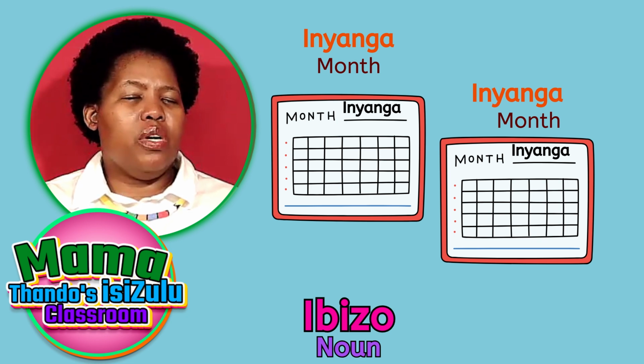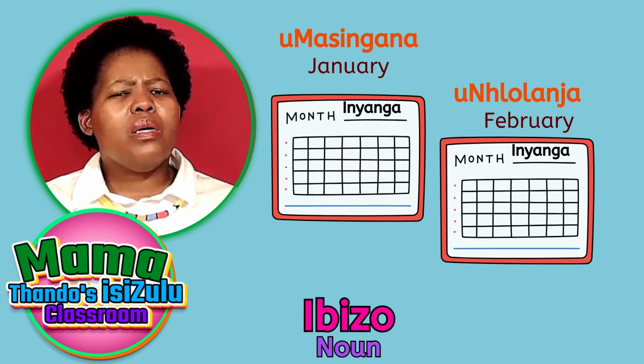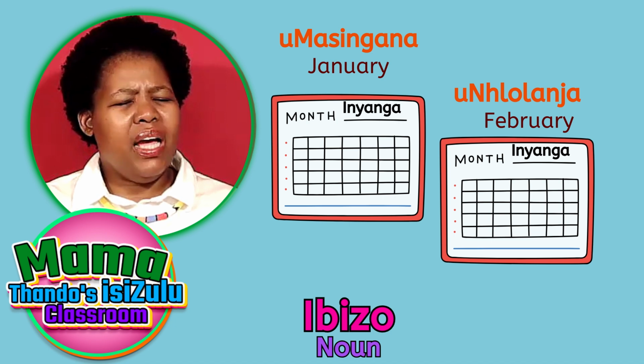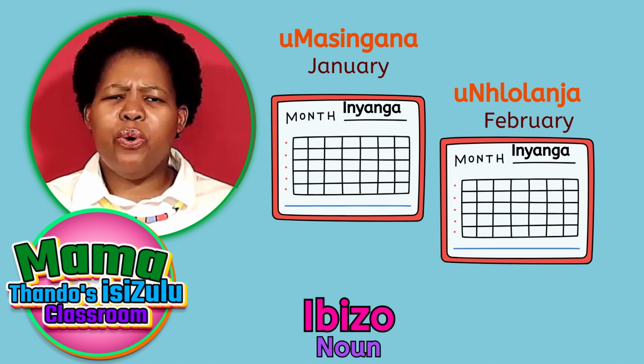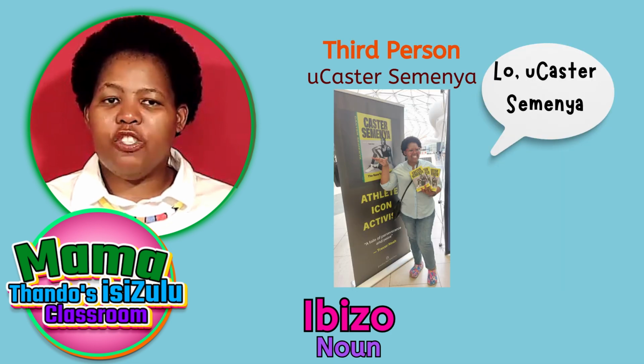But you're not telling me which month of the year you're talking about here. So let's be more specific. Are you talking about January or are you talking about February? Are you talking about uMasingana or are you talking about uNhlolanja? Oh, you were talking about February, uNhlolanja.